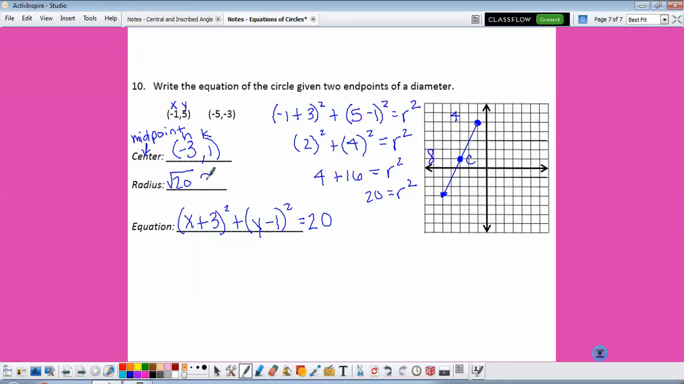And the square root of 20 is approximately 4.5.